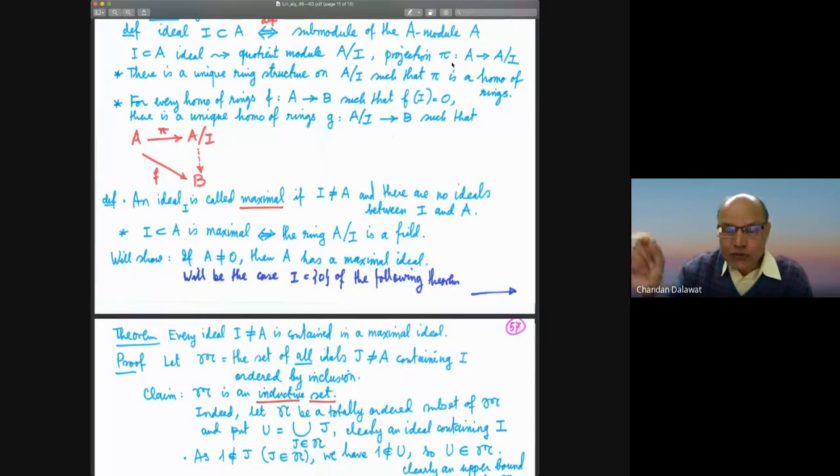But before I can do it, I have to check that if pi of X is equal to pi of X prime and pi of Y is equal to pi of Y prime, then pi of XY is equal to pi of X prime Y prime. Now that is something that you are all capable of checking. So now we are assuming that this ring structure on A modulo I has been defined.